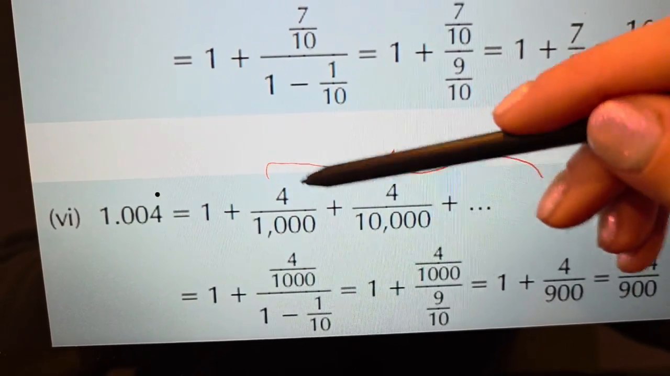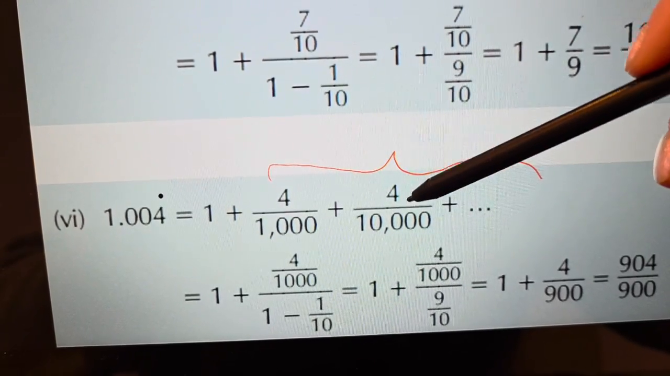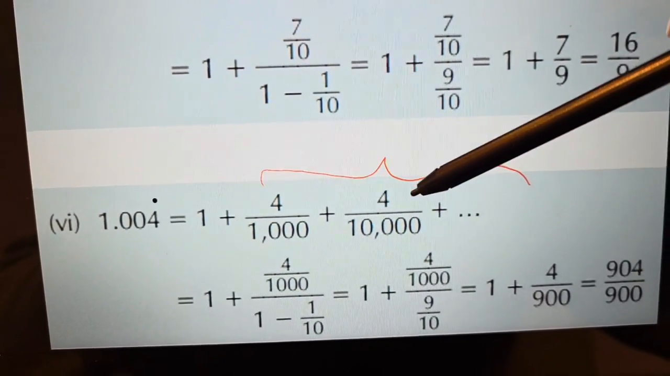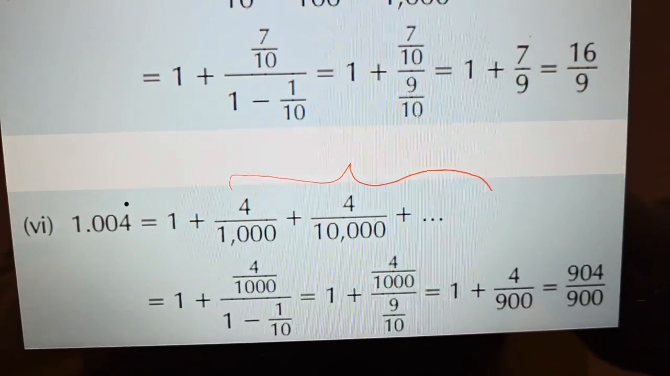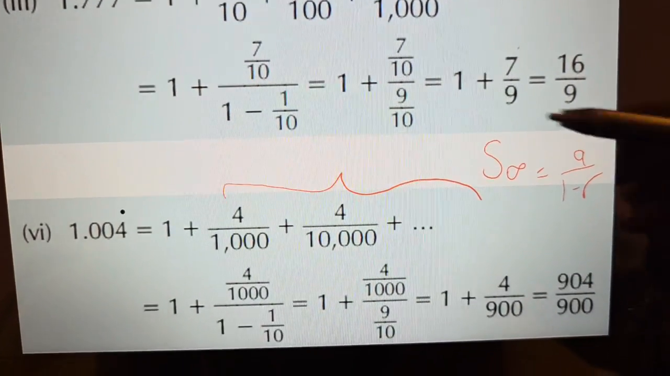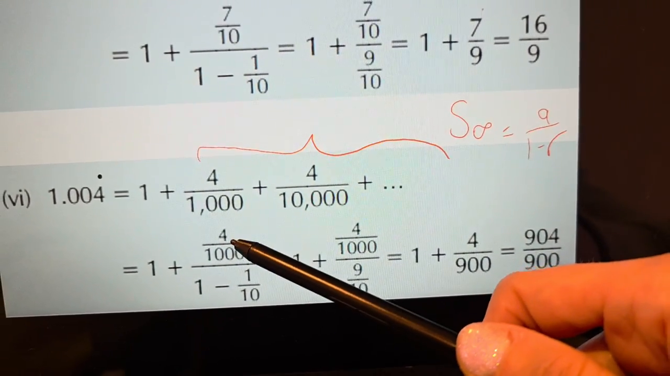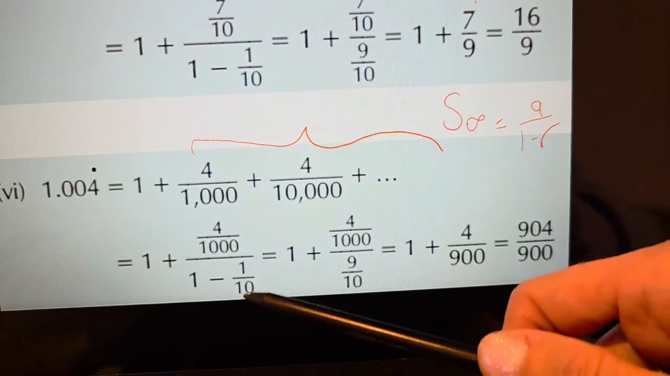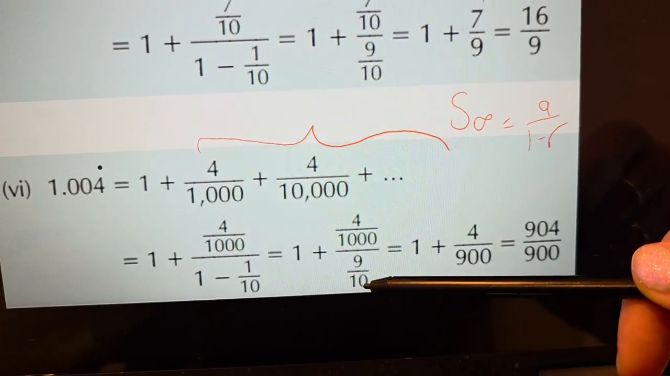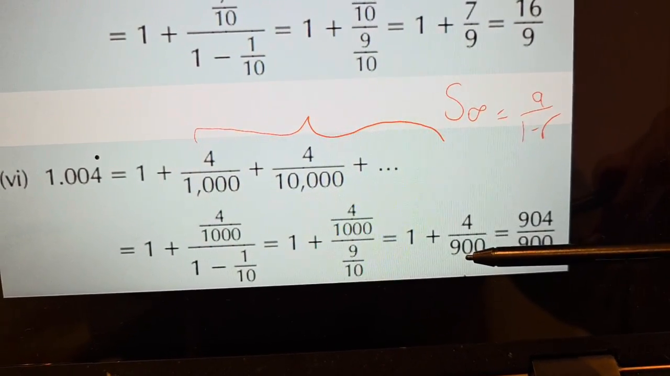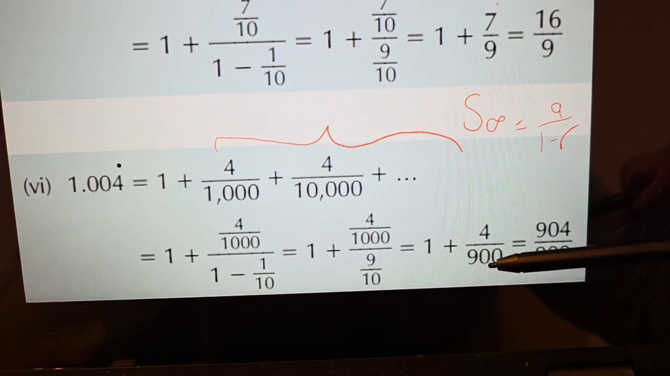So A is the first term, which is 4 over 1,000, or 0.004. To get your common ratio, term 2 divided by term 1 will give you 0.1, or 1/10 as a fraction. Put down your S of infinity formula, A all over 1 minus R. So it'll be 1 whole unit plus the sum to infinity: A, which was 4 over 1,000, divided by 1 minus 1/10, your common ratio. That tidies up to be 4 over 1,000 divided by 9/10, which tidies up to be 4 over 900, or that would also break down again to 2 all over 450.